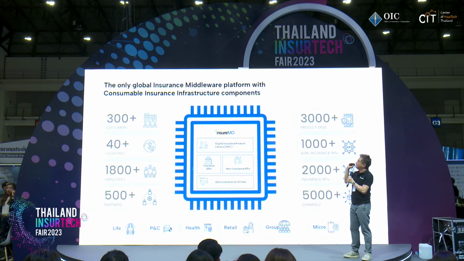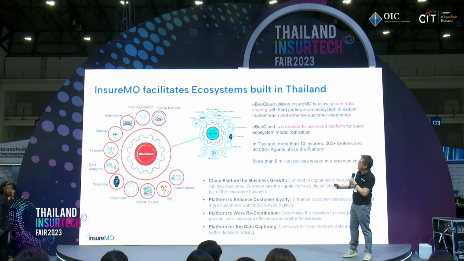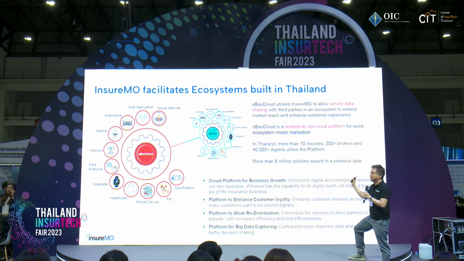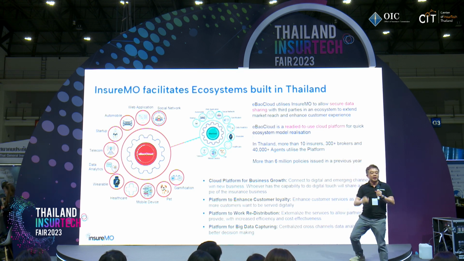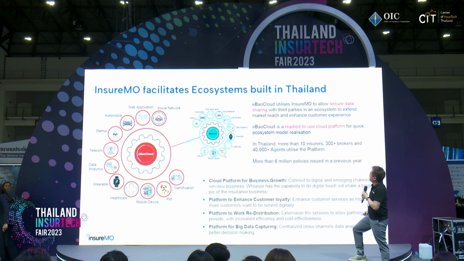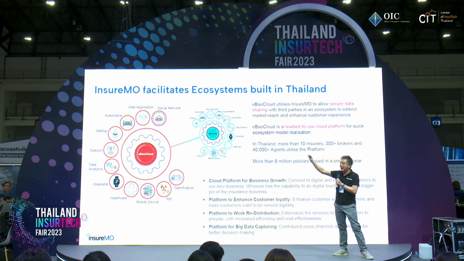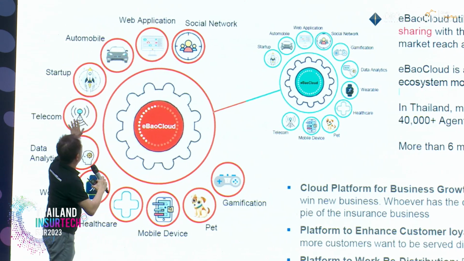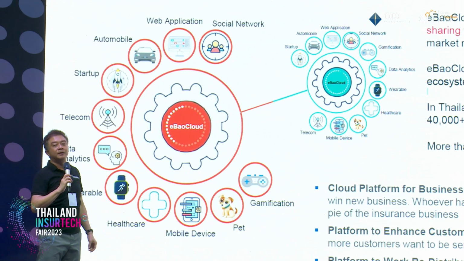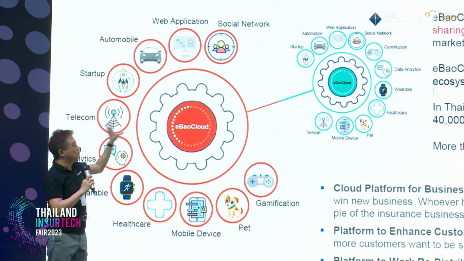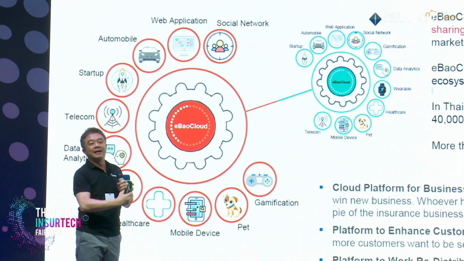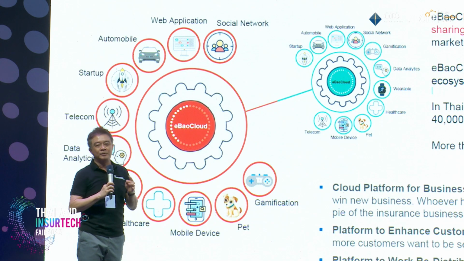At present, our clients are increasing every day. In Thailand, you can see up to 10 insurers using us, 300 brokers, and up to 40,000 agents using this, along with other distribution cloud in this ecosystem. You can see here that we recruit some telecom ecosystem, and some car companies have joined the ecosystem already. If you're interested, you're invited to our booth K15. I will explain more.